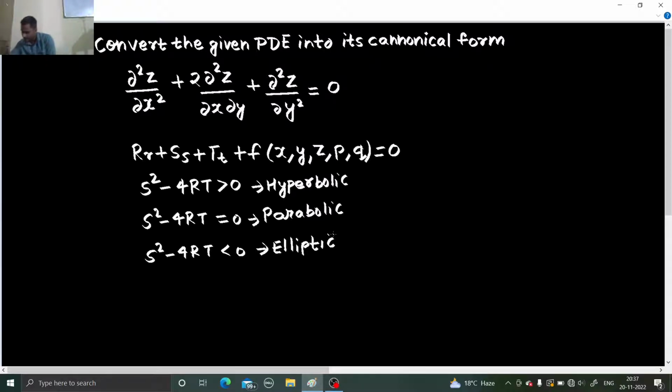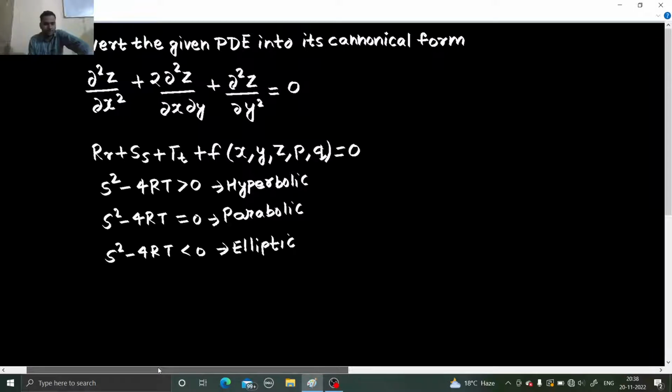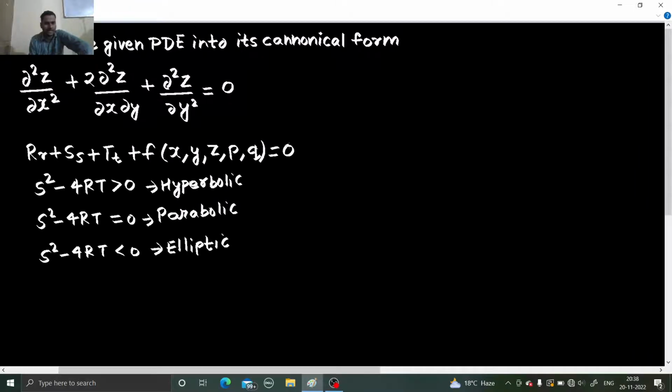As I can see, the one problem which I had done was on hyperbolic, so in that case that factor was greater than 0. Now I have this problem, let's check that. I will go step by step. The first step, which I am writing here, step 1, will be to check whether this is hyperbolic, parabolic or elliptic.